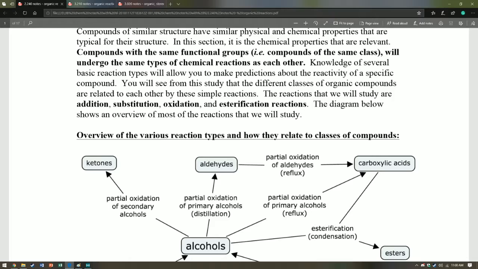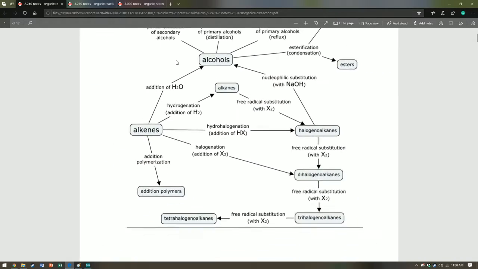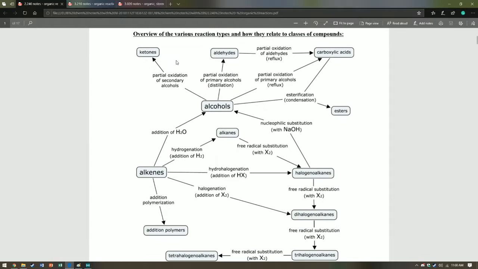Using your knowledge of how they react, you can go from one compound to another compound. You can form a different compound from any given starting material. So, this is sort of an overview of what we'll cover today.